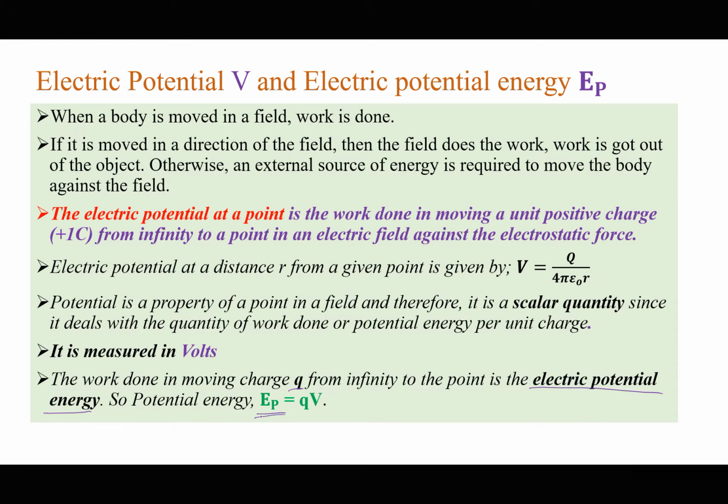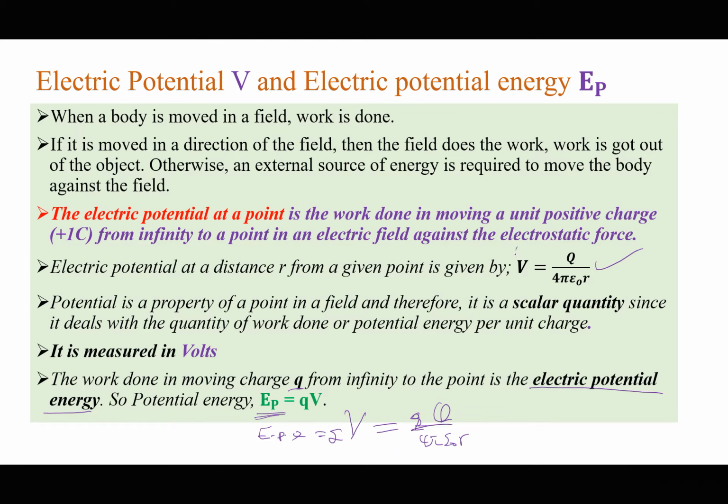Sometimes you can represent it with E subscript P, or you can say electric potential energy in calculation is equal to Q times V. But since V is equal to this, the electric potential energy is going to be capital Q small q over 4 pi epsilon naught R. Note that the sign of the potential can be positive or negative depending on the sign of the charge creating the field.